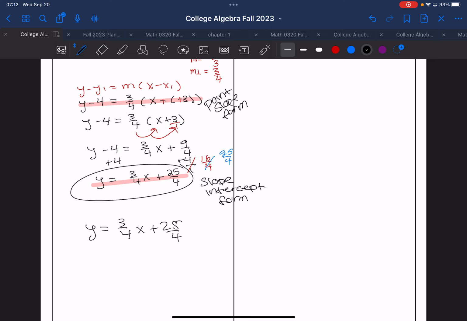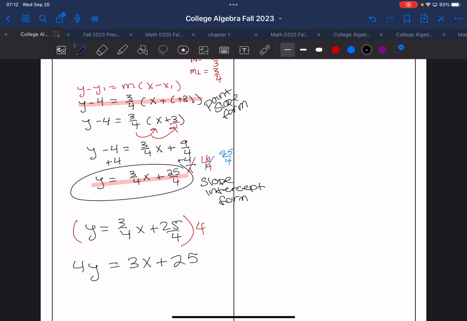Good, we're going to have the x on the same side as the y. But before I do that, I want to get rid of the fractions. So what should I multiply everything by? 4, because when I multiply everything by 4, it's going to cancel out the 4's that are in the denominator. So that leaves me with 4y is equal to 3x plus 25.